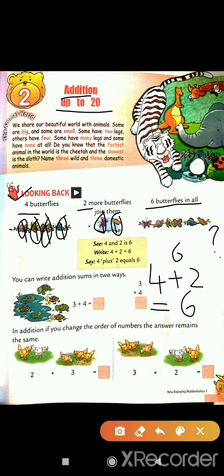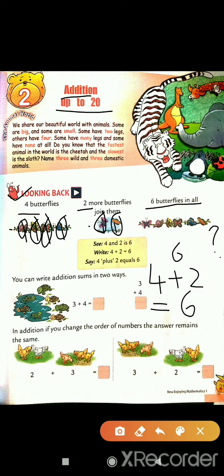Next, 3 plus 3. So 1, 2, 3, 4, 5, 6. What is the answer? 6. Next, 5 plus 2. So 1, 2, 3, 4, 5, 6, 7. What is the answer here? 7. Then 7 plus 1.